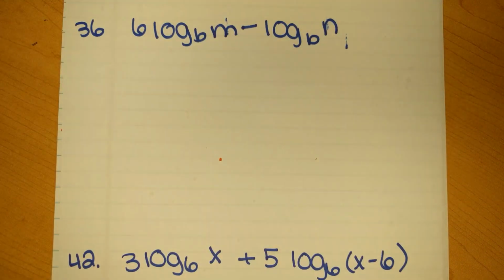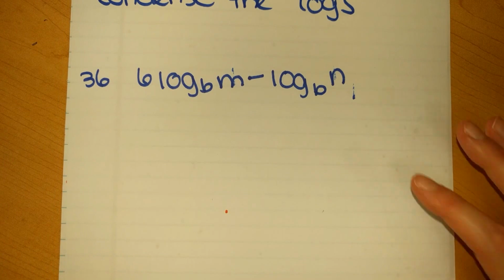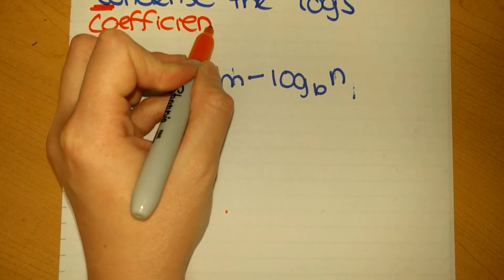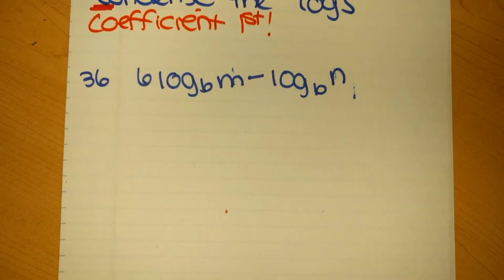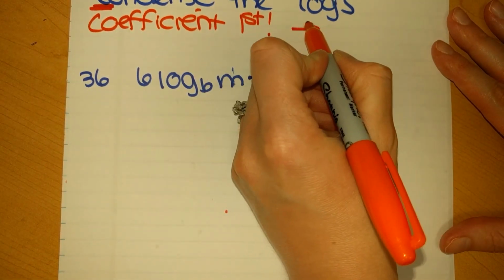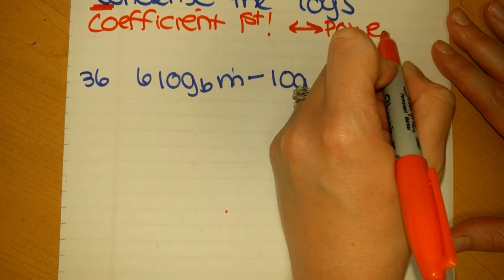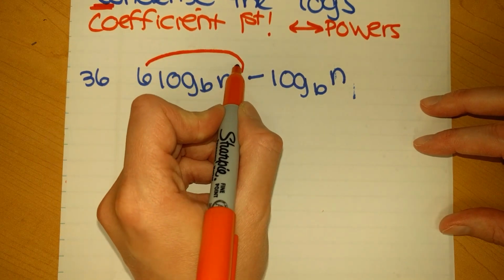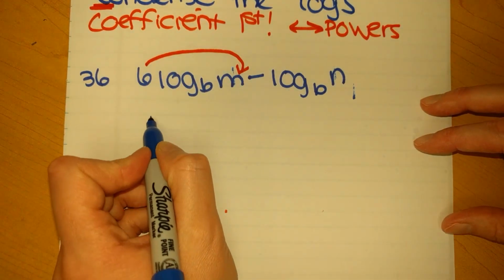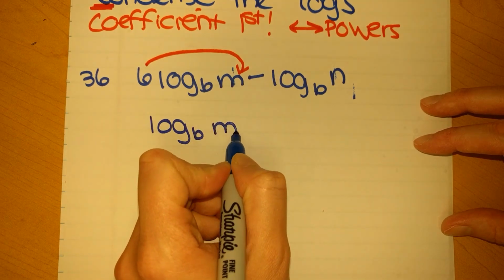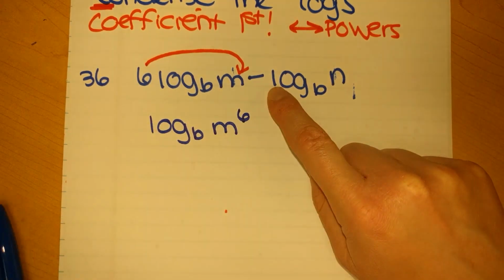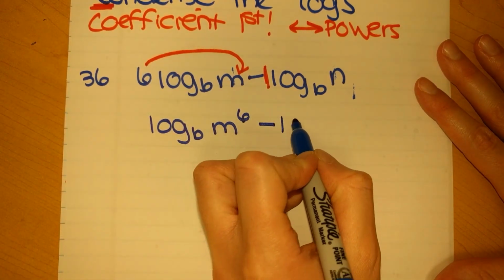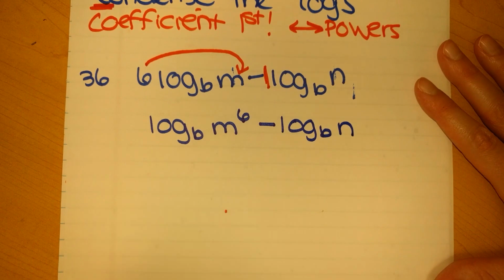All right, so let's look at number 36 here. For number 36, it says to condense. So I always think about the C in condense, C in coefficients. We always want to start with the coefficients first, and those coefficients will become powers inside of the argument. So this 6 will become a power inside of the argument. So we have log base b of m to the 6. Here you have a coefficient of 1, so that's perfectly fine. So you can say it's minus log base b of n.